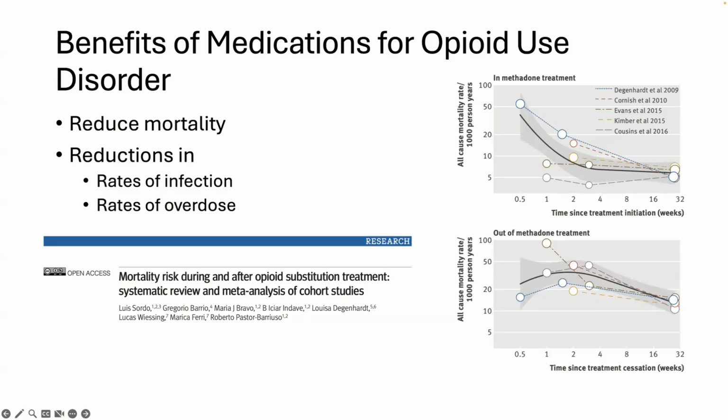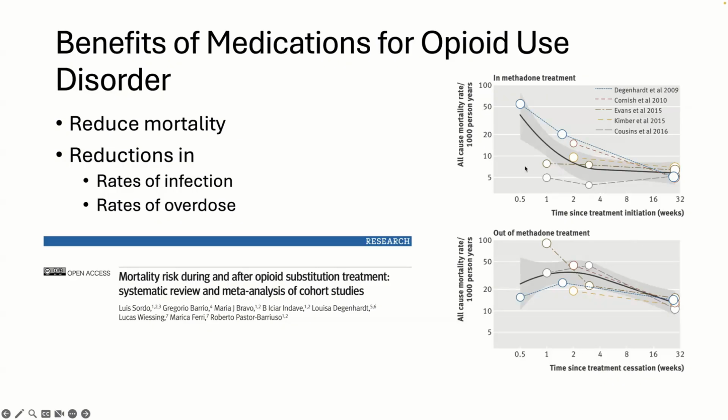They pooled data from multiple large cohort studies and they looked at all-cause mortality in patients with opioid use disorder while they were on opioid agonist therapy compared to periods when they were off of treatment. So these graphs here, as you can see, represent that when patients are actively receiving methadone treatment, their mortality drops rapidly and substantially within weeks of starting therapy. In contrast, when patients stop treatment, mortality risk increases again, particularly in the early period after stopping therapy.